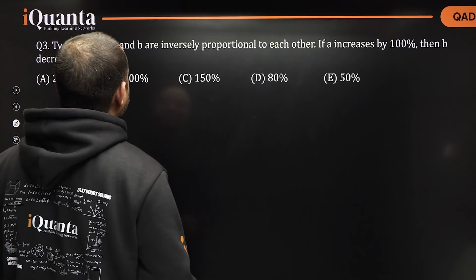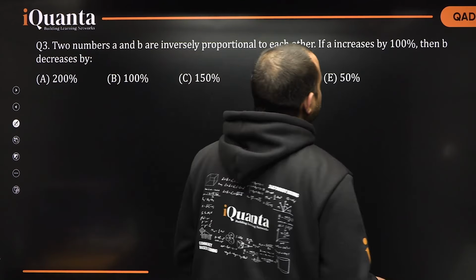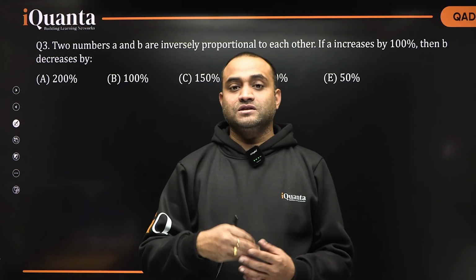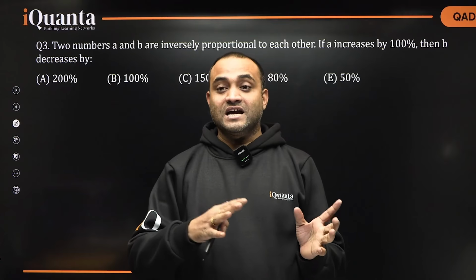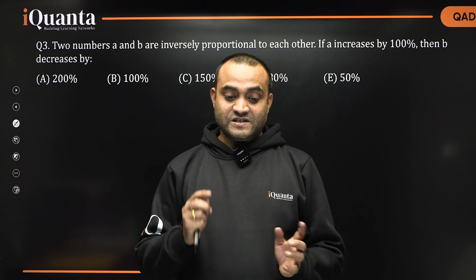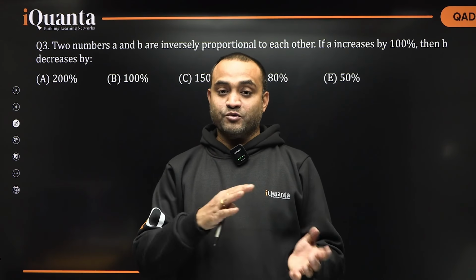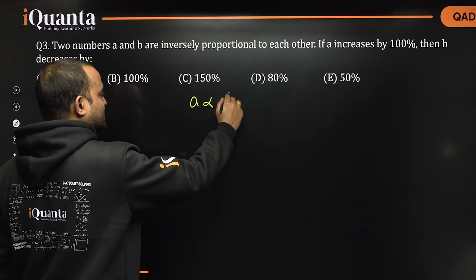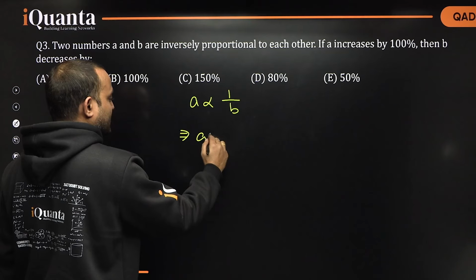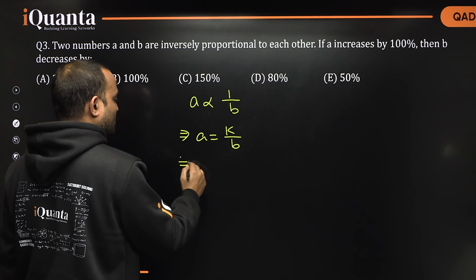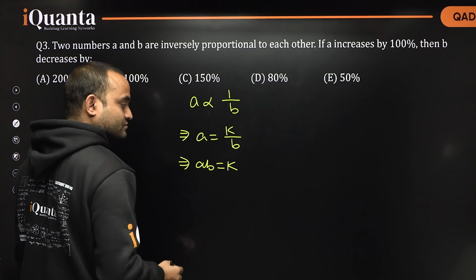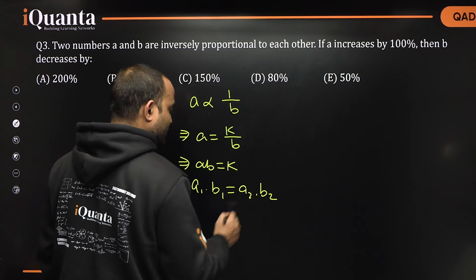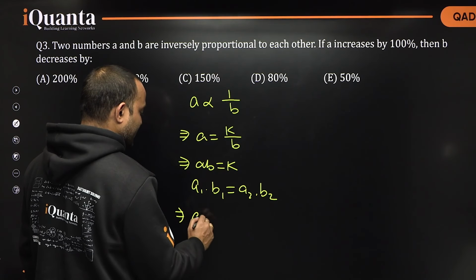Two numbers A and B are inversely proportional to each other. If A increases by 100%, then B decreases by? If two numbers are inversely proportional to each other, their product is always constant, just like time, speed, distance. As speed and time are inversely proportional to each other, their product, distance, is always constant. So in this case, it's given that A is inversely proportional to B, or we can say A is equal to K upon B, or AB is equal to K. So from there, we can say A1 into B1 is equal to A2 into B2.